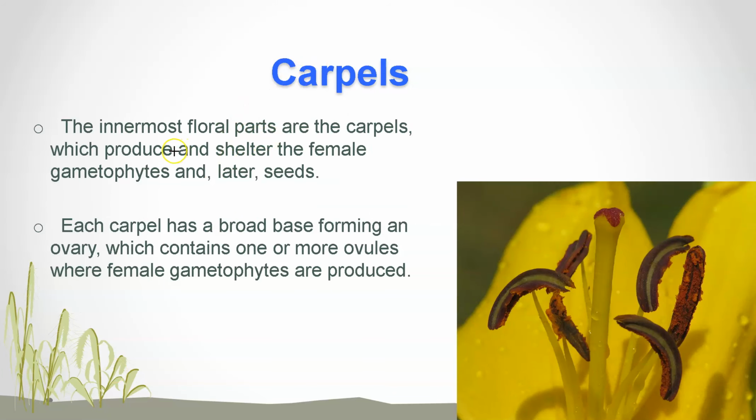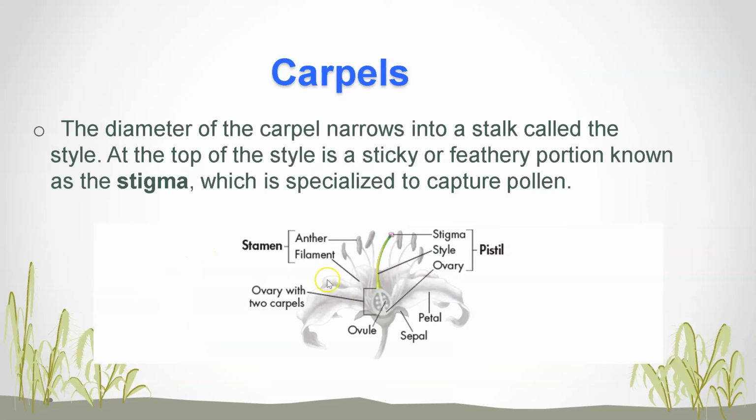Carpels, on the other hand, are the female parts of the flower. Each carpel has a broad base forming an ovary, which contains one or more ovules, where the female gametophytes are produced. So here's just another picture, carpels, right? A carpel narrows into a stalk called the style. Okay, so these are some terms you need to know.